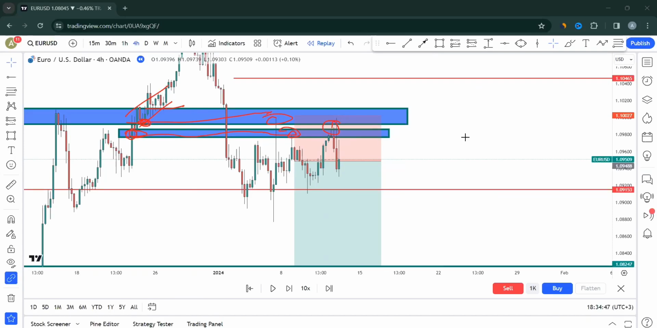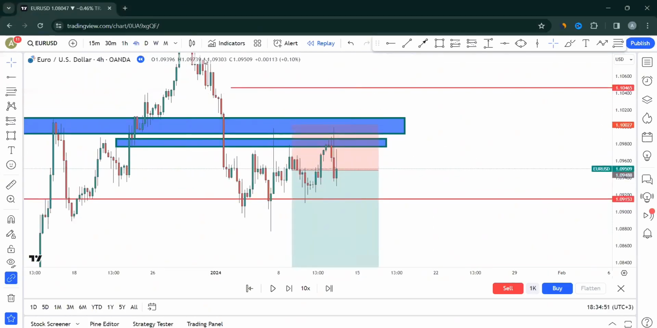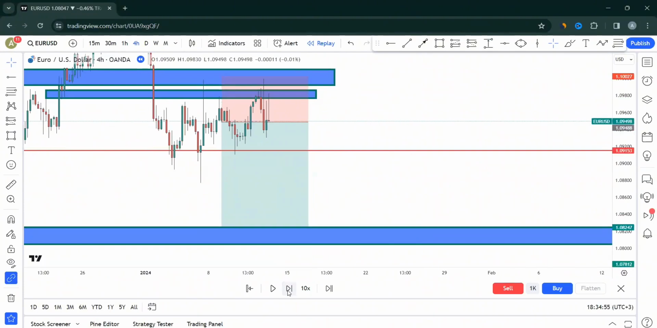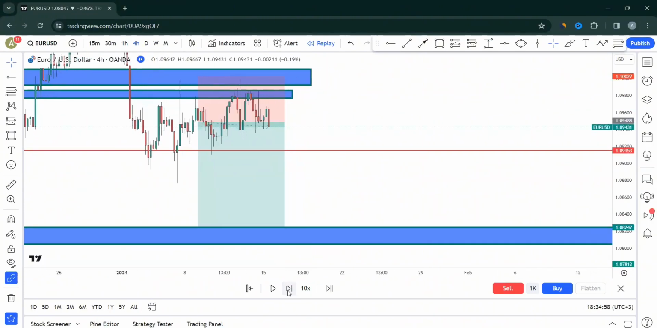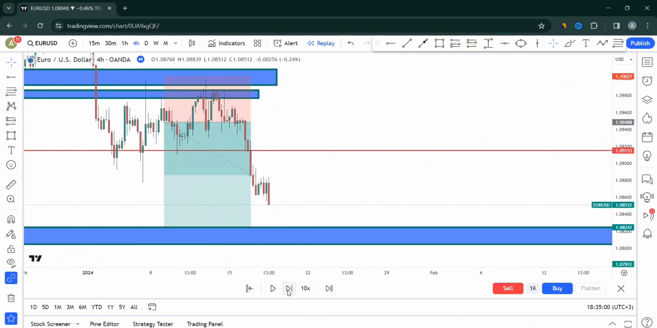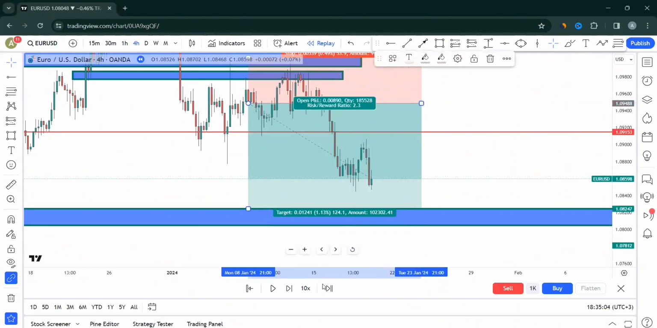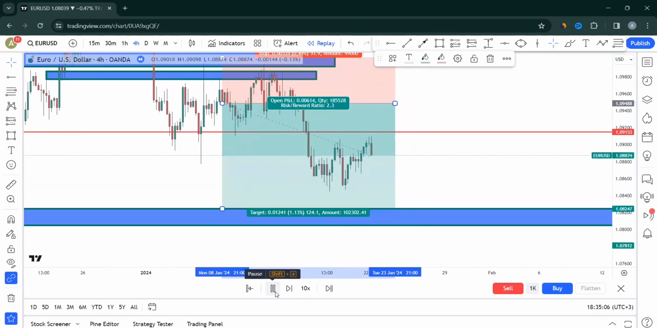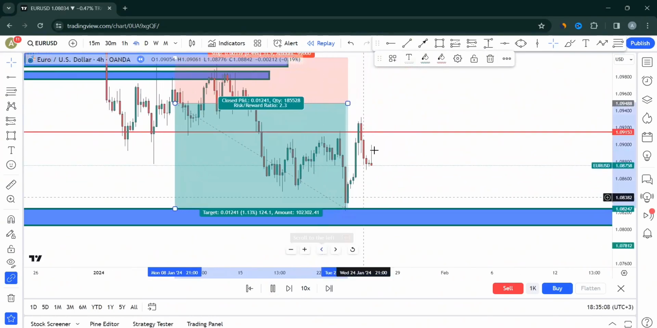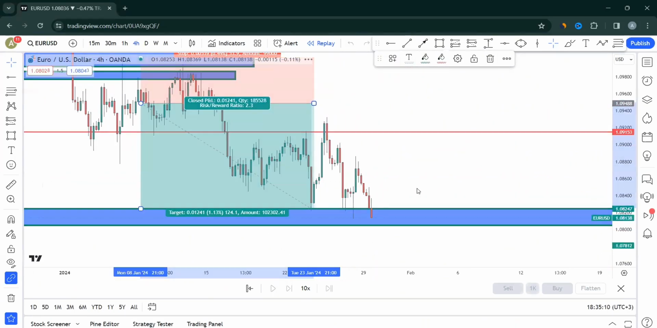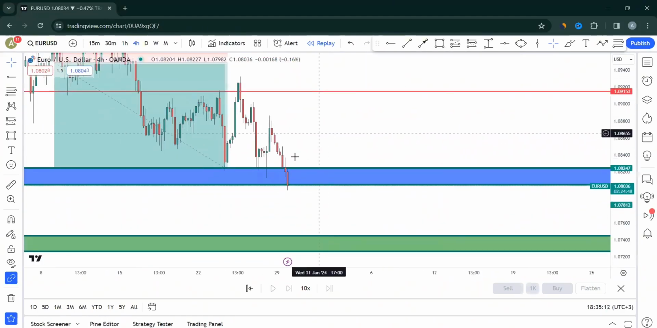So let's see. If it takes us out, we look for the sell because this is an impulse correction. We expect it to continue down. So let's see what price does. The market dropped. Let's see if it reaches target. The market dropped down. It hit our target here. So currently, this is where Euro USD is.